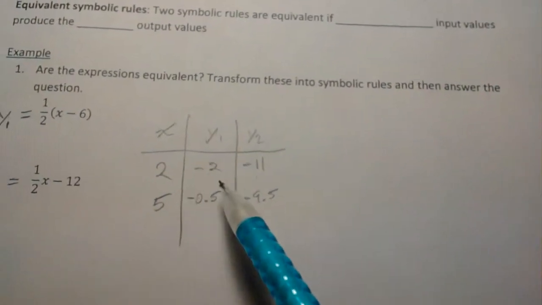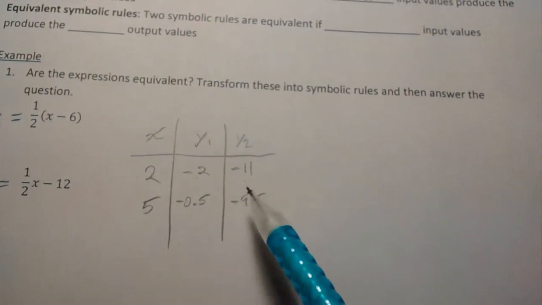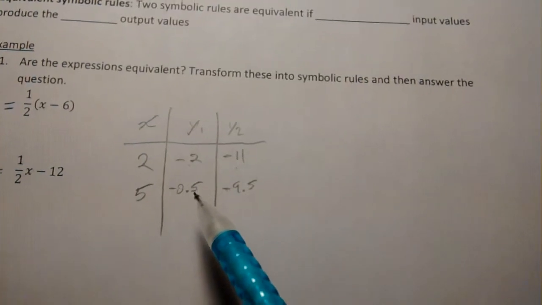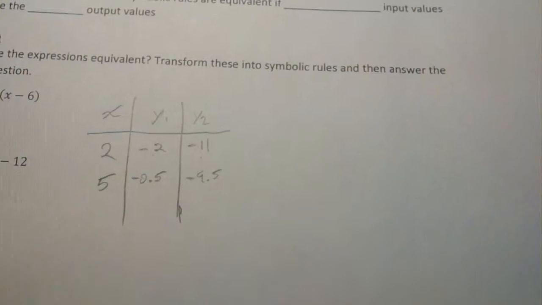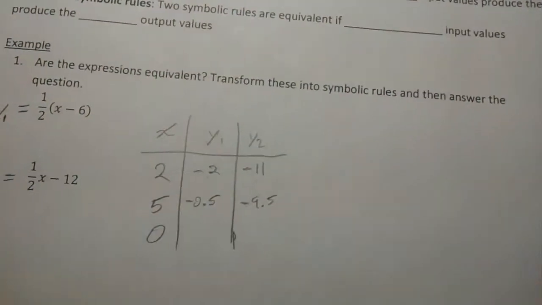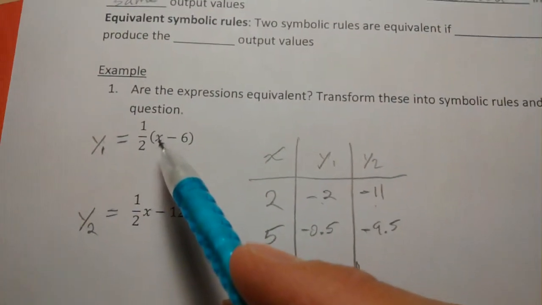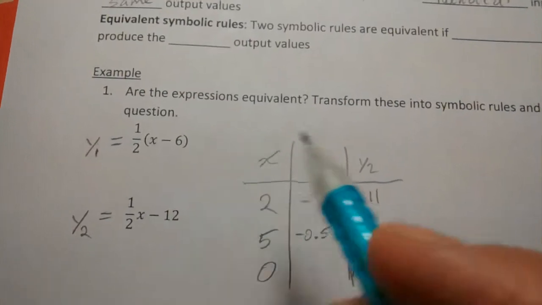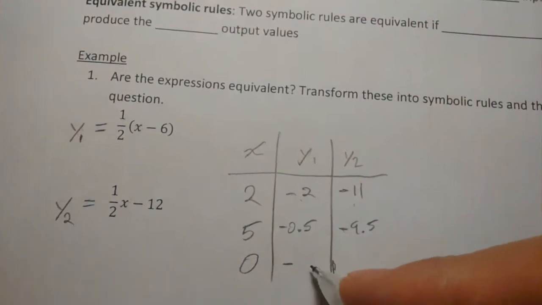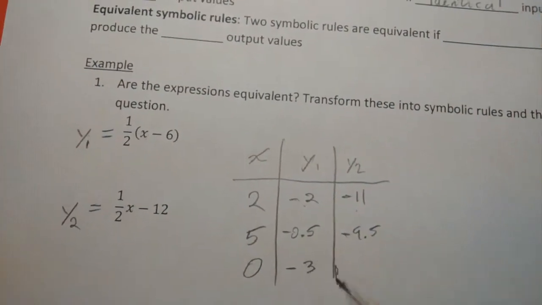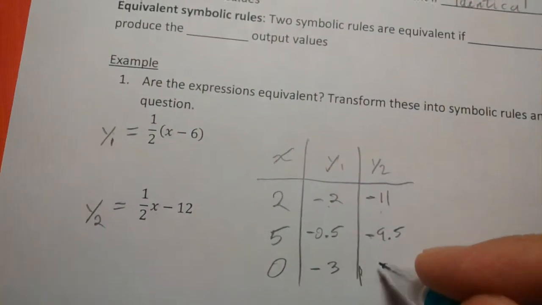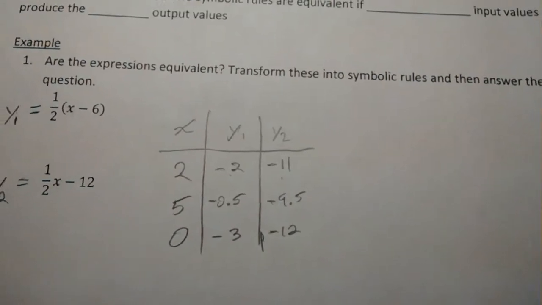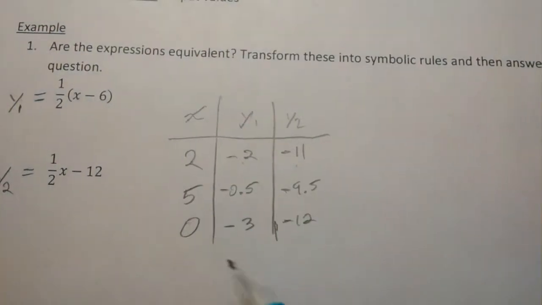Now I'm going to show you how to produce this same table graphically on your graphing calculator in the next video, but let me just do one more. I'm going to do a 0. We can probably do this in our head. So 0 minus 6 is -6, so that will produce a -3, half of -6. 0 in there, 0 times that gives me 0, and that gives me negative 12. Okay, so let me show you how you can make the same table on a calculator.